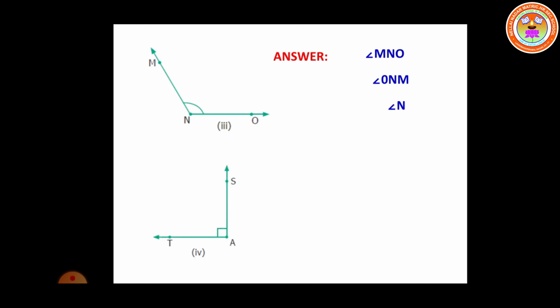Next, see the given one. The angle is given at the vertex A. So when you start from T, the angle name is angle TAS. When you start from S, the angle name is SAT. And simply the vertex is angle A. Let us move to the next question.